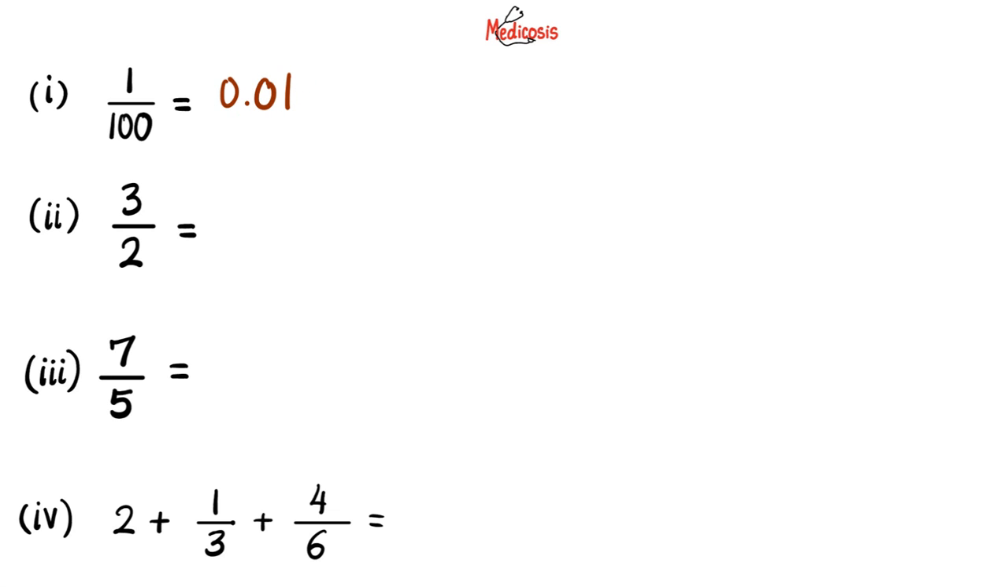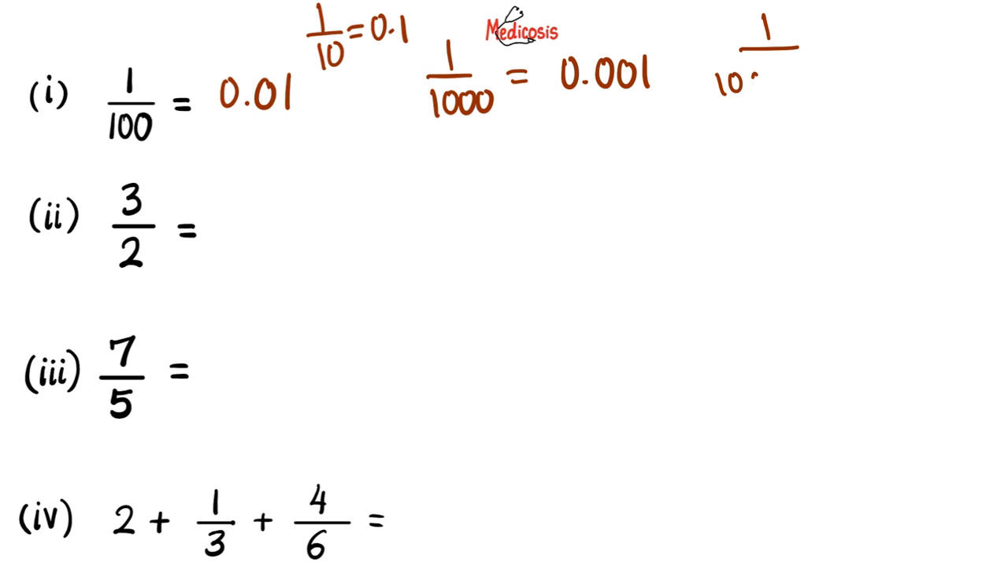which is 1 in 100. How about 1 in 1,000? Well, 1 in 1,000 will be this, 0.001. That's 1 in 1,000. How about 1 over 10? We just said that. 1 over 10 is 0.1. Let's make it 1 over 10,000.